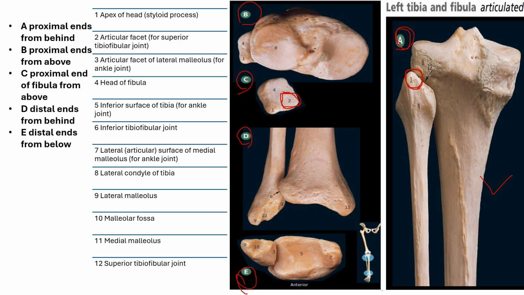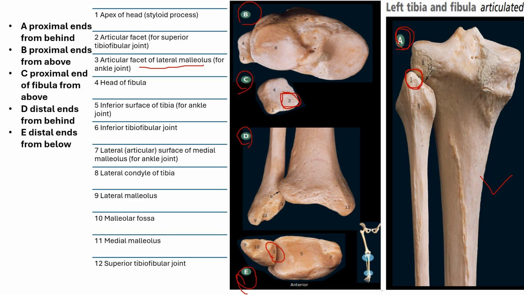The third one is the structure for the articular facet for the lateral malleolus. Here is the structure in the E figure, in the distal end from below. We will find the number 3, which is used for the articular facet for the lateral malleolus. When the joint forms between the fibula and the talus, this is the place where the talus and the lateral malleolus articular facet will be present.